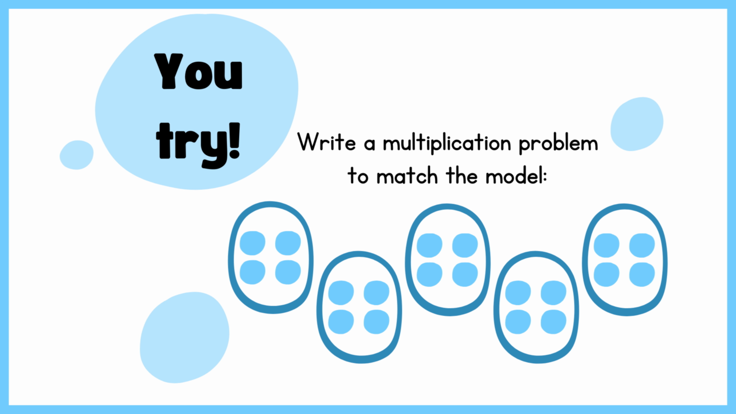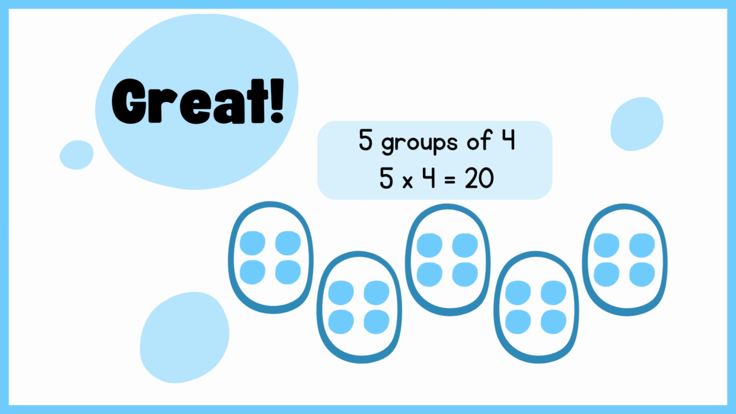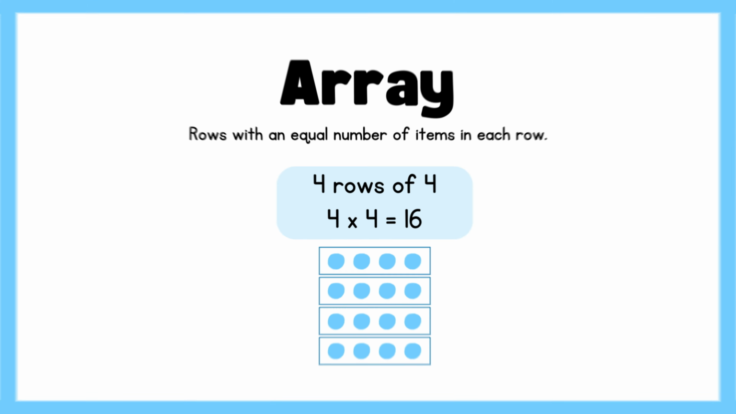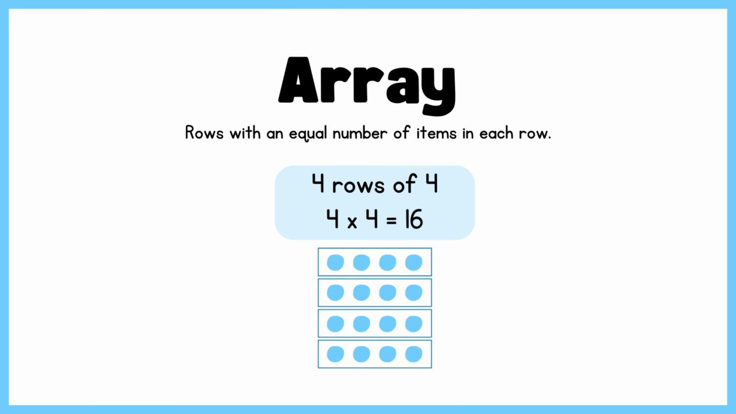You can see that there are 5 groups with 4 dots inside each of them. I will give you 5 seconds to try to answer, but if that is not enough for you, you can always go ahead and pause this video. Great! If you said the answer was 5 times 4 equals 20, then you are absolutely correct. Why don't we go ahead and move on to the next question?